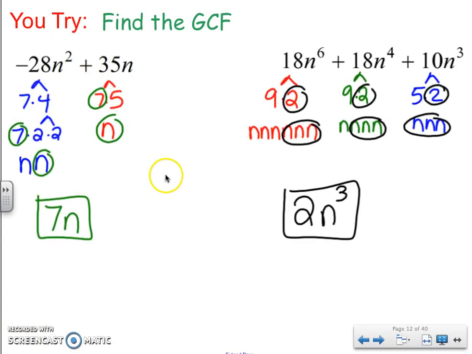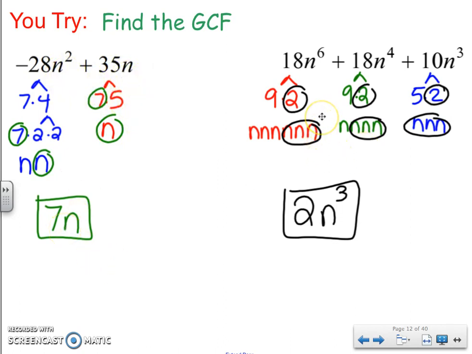These 2 problems, on the first one, I got a 7n. When I broke this down, I got 7 times 2 times 2, and then up here I just got 7 times 5, and so they had a 7 in common, so I wrote it down here. Again, the shortcut is to take the smaller of the variables, so just take one variable down.